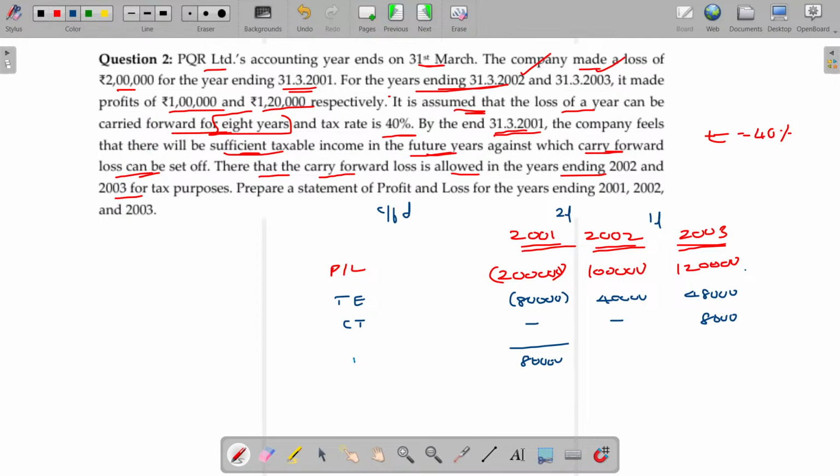Then this will be called DTA. Clear? Next year you have to pay 40,000, but you don't pay anything. What does it mean? DTA recovered. How much? 40,000 is recovered now. In the last year, what happens? You have to pay 48,000, but you are paying only 8,000. The difference of 40,000 is again recovery of the DTA. Then actual payment in the last year being 8,000. Okay?